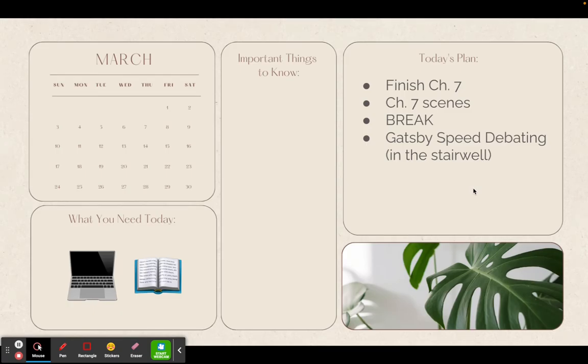And then on Thursday and Friday, we will be finishing the chapter as well as the scenes. And then if we have time, which I think we will, we're going to do some speed debating. Normally when I do this, I would like rearrange the desks so that you're literally sitting in like a speed dating fashion where there's 2 desks facing each other in a long line, but I don't want to reorganize my room, so we'll probably just go out into the hallway or into the stairwell to do this.